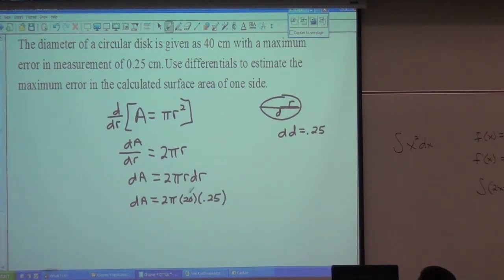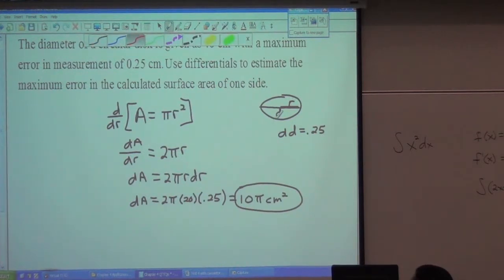And let's see, 40 times 2.25, is that 100? No, 40 times 0.25 is only 10. So that'd be 10 pi. So I got 10 pi centimeters squared. I'm saying that's the most we could be off for the area. What I probably should have done, which might show that this was wrong. So really, if you think about it, the error is because of measuring the instrument or whatever. Would it matter if we said they measured it from here to here, or from here to here?